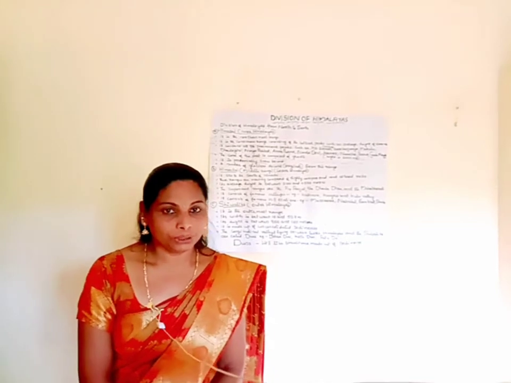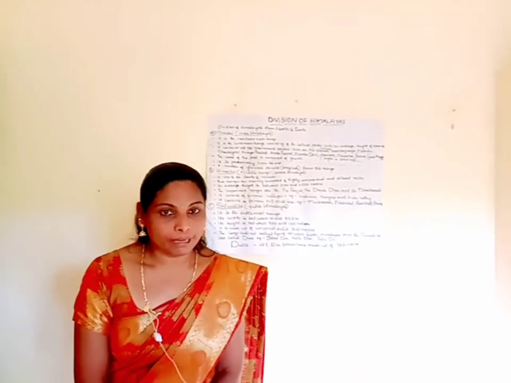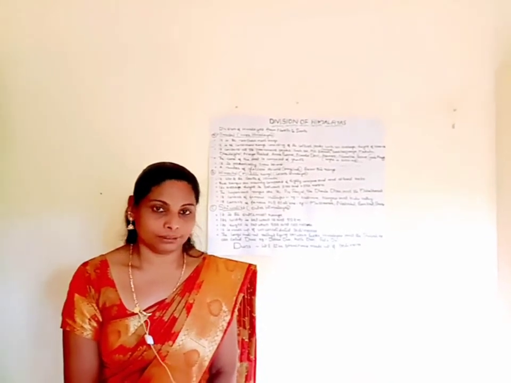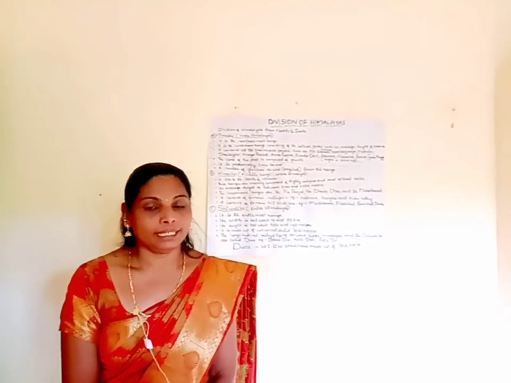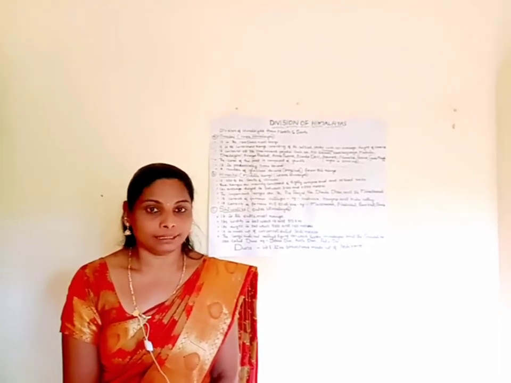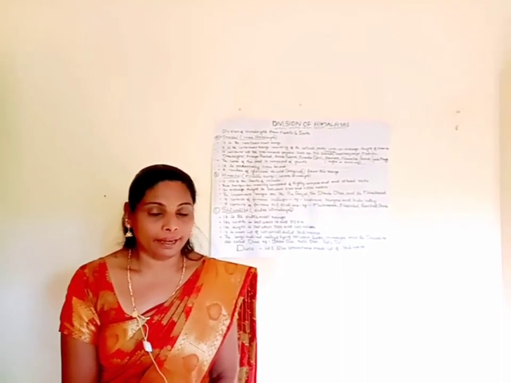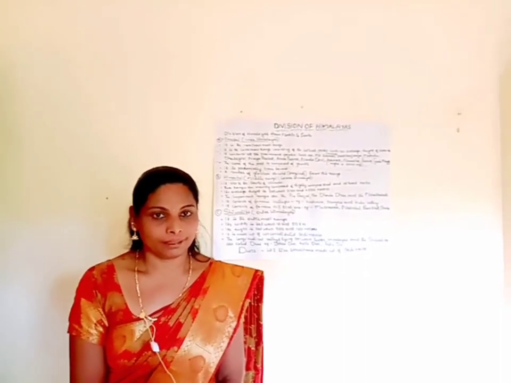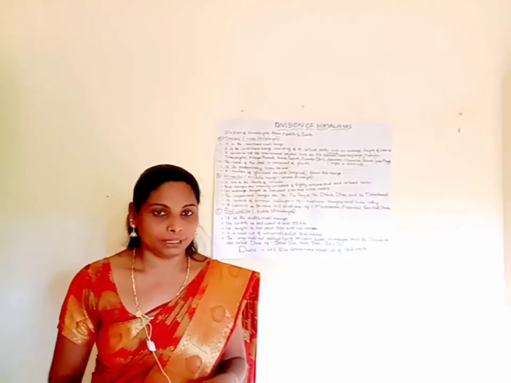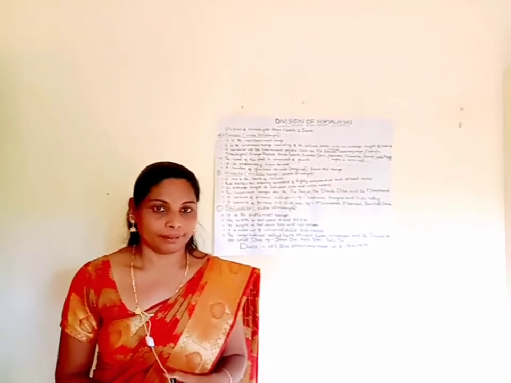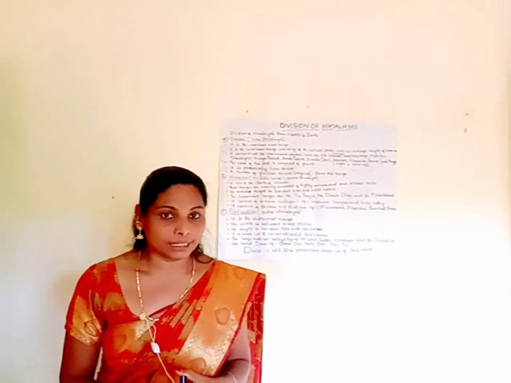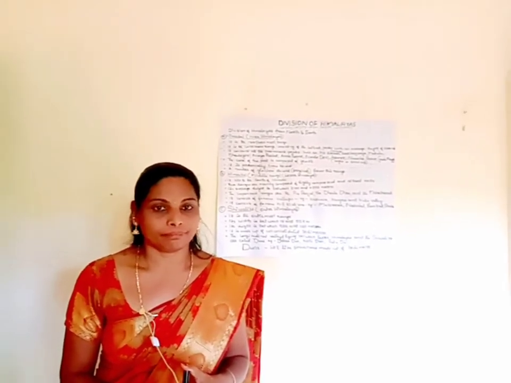Today we are going to know about the division of the Himalayas from north to south. From north to south, it is divided into three parts: the Himadri, the Himachal and the Shivalik. First we can learn the features of Himadri. It is also known as Inner Himalayas.